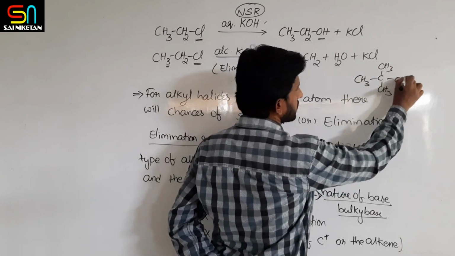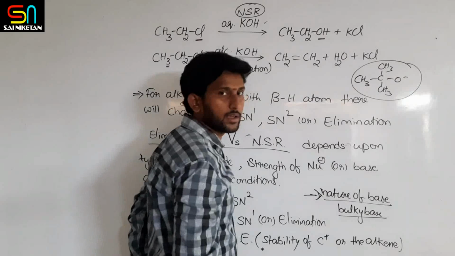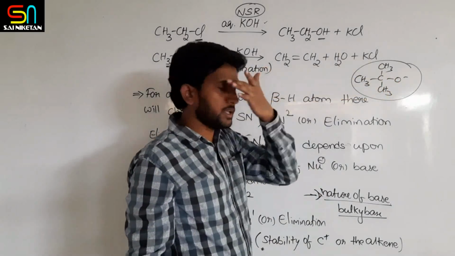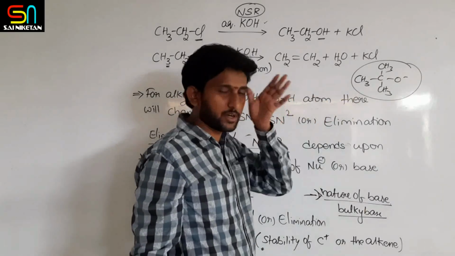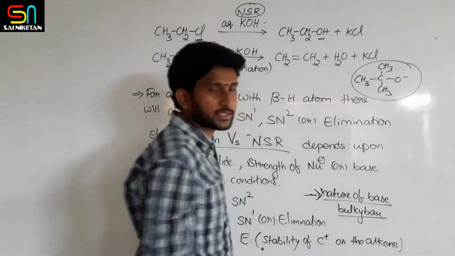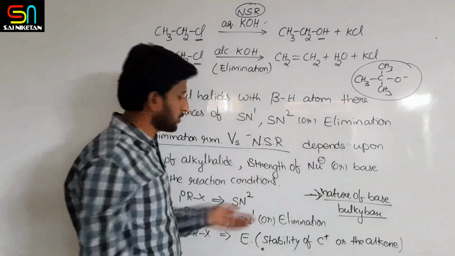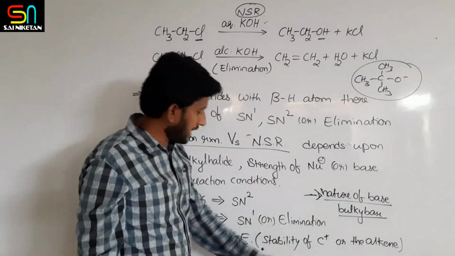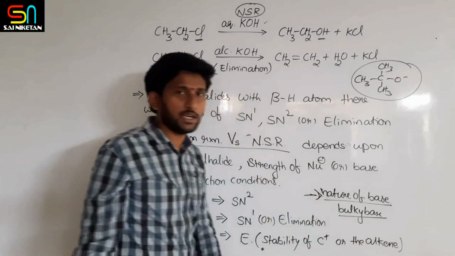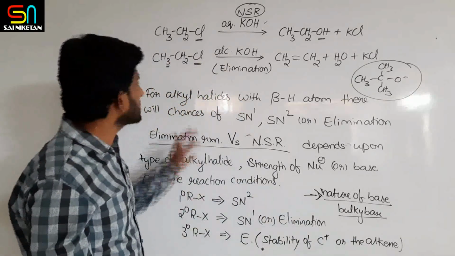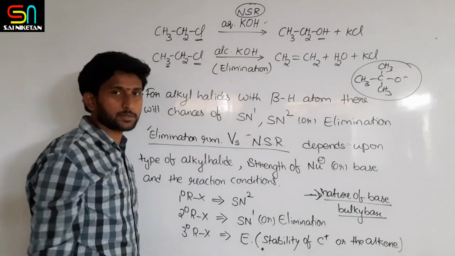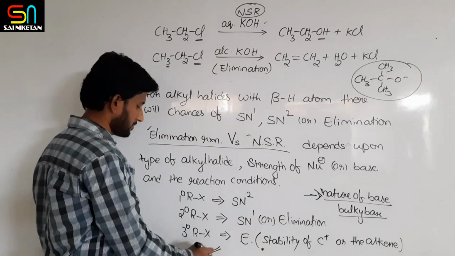Bigger, bulky nucleophiles, negative ions, will readily act as a base because of steric reasons. So the stronger the base and the bulkier the base, the more favorable it is towards elimination. In the case of tertiary, it depends on the stability of the carbocation or the alkene. So this is about the comparison between elimination and nucleophilic substitution reaction.